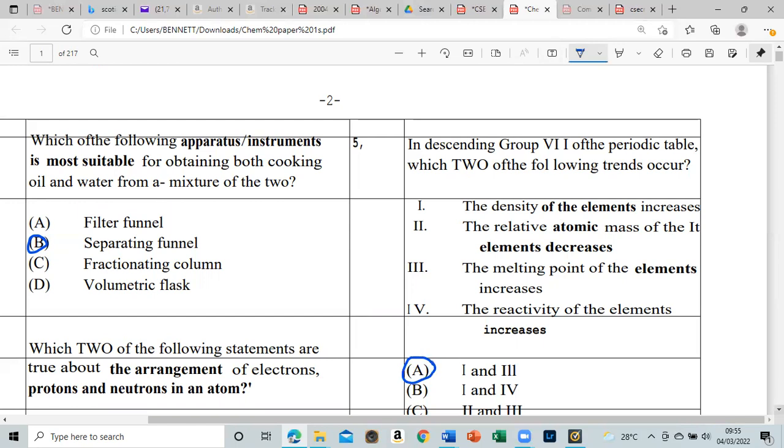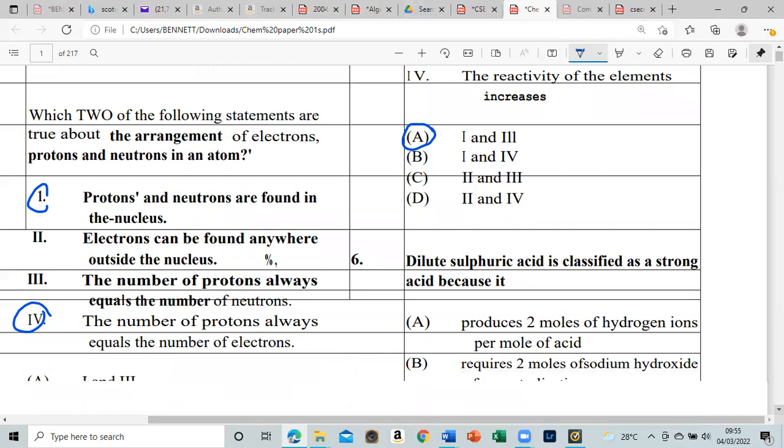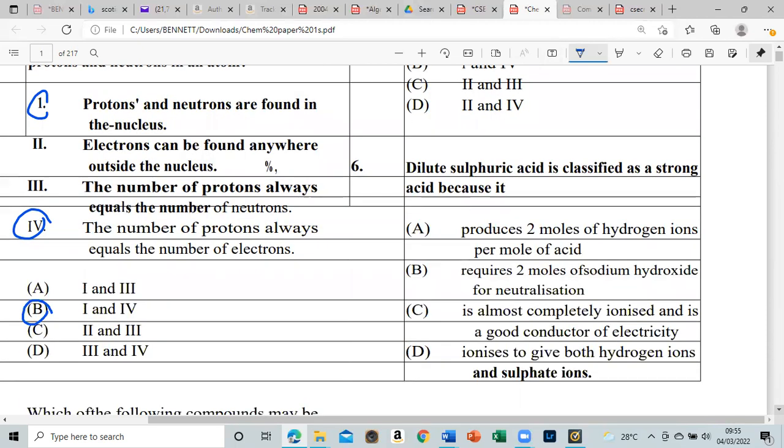Let's move on to number six. Dilute sulfuric acid is classified as a strong acid because A, it produces 2 moles of hydrogen ions per mole of acid. B, it requires 2 moles of sodium hydroxide for neutralization. Or C, it is almost completely ionized and is a good conductor of electricity. Or D, it ionizes to give both hydrogen ions and sulfate ions. And that would be A, produces 2 moles of hydrogen ions per mole of acid. So number six is A.